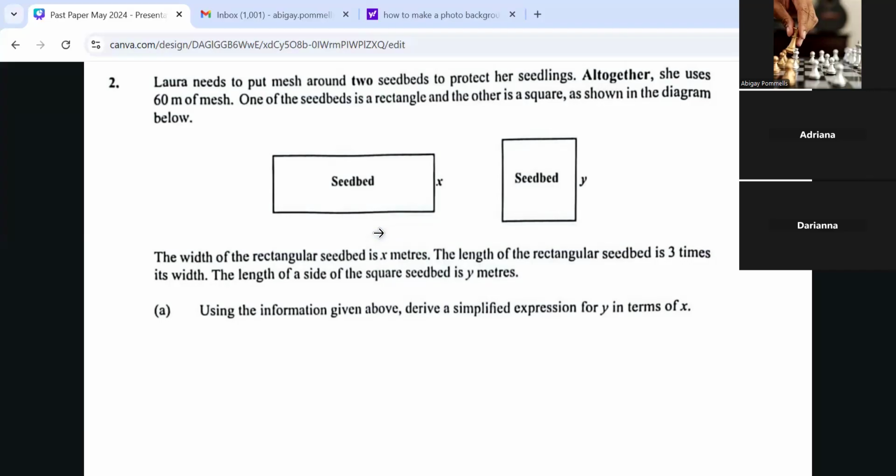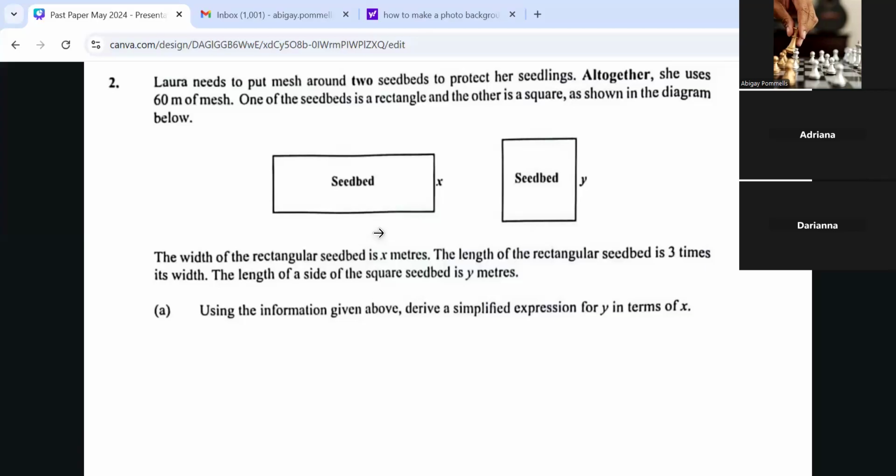As shown in the diagram below, you see the two seed beds, one is a rectangle, one is a square. The width of the rectangular seed bed is x meters. The length of the rectangular seed bed is 3 times its width. The length of a side of the square seed bed is y meters. A, use the information given above to derive a simplified expression for y in terms of x.